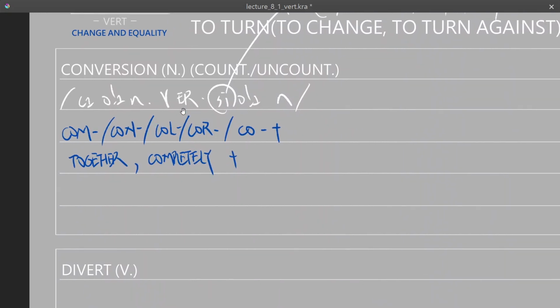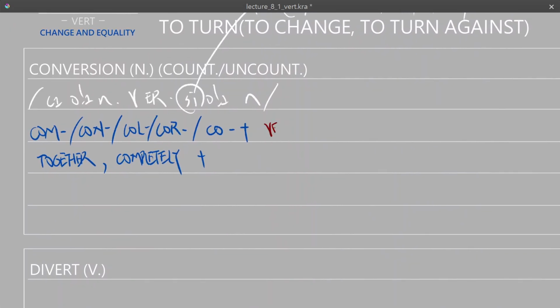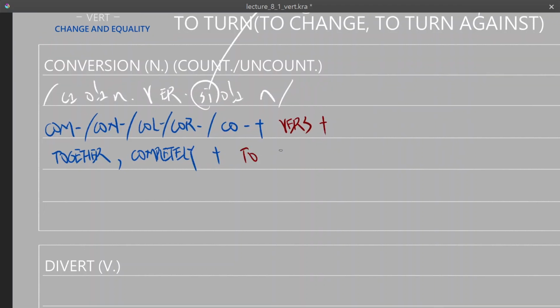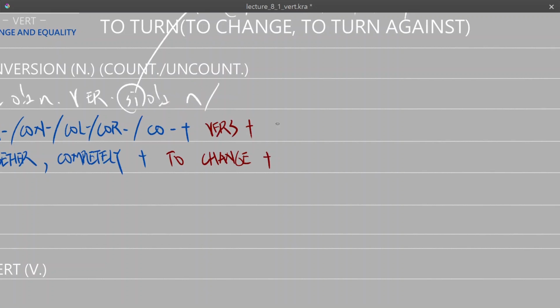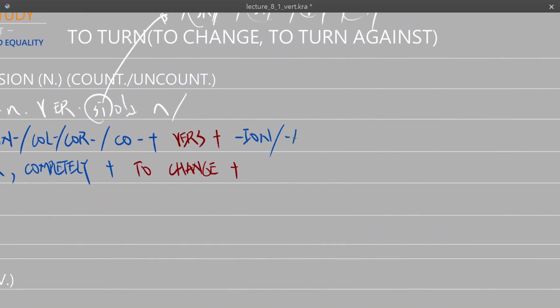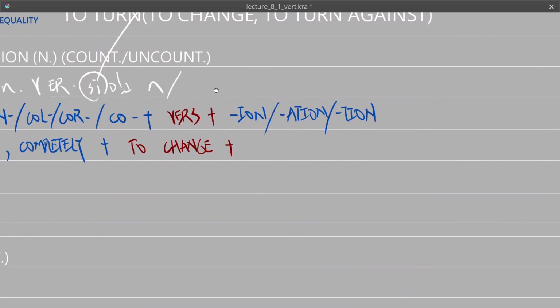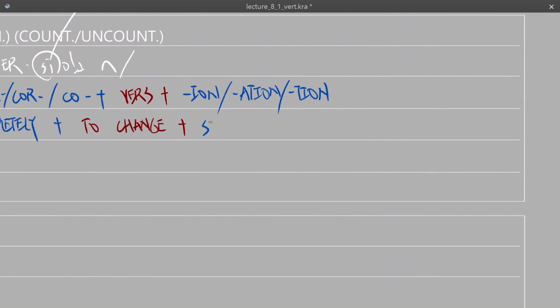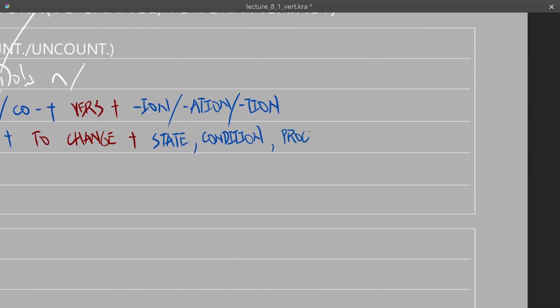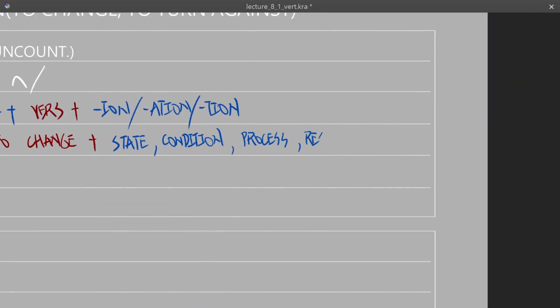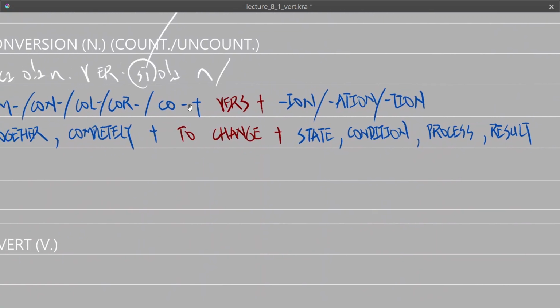Completely. And we have the root verb, meaning to change. And we have the noun suffix ion, with variants ation, or shun, whatever. It means state, condition, process, or result. So state, condition, process, or result. Both state, condition, process, or result.